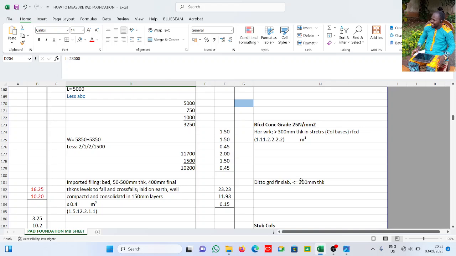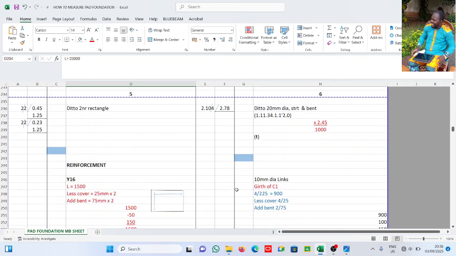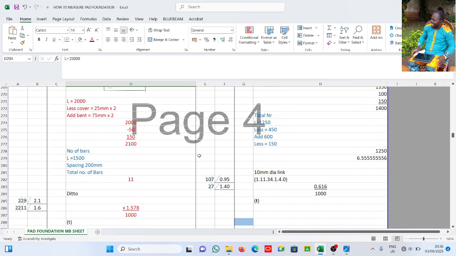I'm just trying to show us the excavation for a pad foundation is what I'm trying to bring out. So please refer to the video, and you are going to see that the reinforcements and everything is calculated. Of course, this template will also be shared, so that you can have something handy when you are studying, and you can understand and also ask questions. The comment section is open. Put your questions. Immediately I see it, I am going to respond.